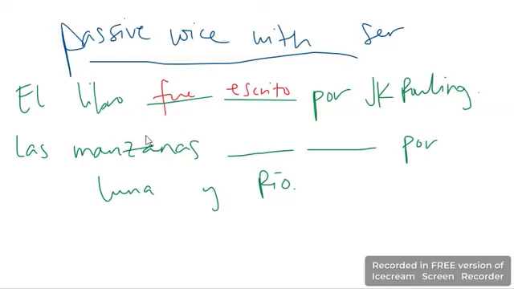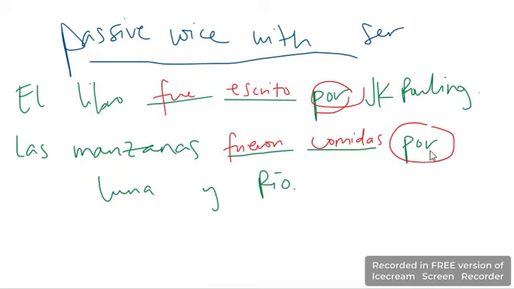And then, for example, if I wanted to say "the apples were eaten by Luna and Rio," las manzanas is plural, so fueron would be plural. And then the past participle of eaten has to be plural and feminine because manzanas is plural and feminine. So fueron comidas por Luna y Rio. So if you want to use passive voice with ser, it's almost always only because you have por and you're saying the person who did it. If you don't say the person who did it, then you're just going to use the se construction. But if you do say the person who did it with por, then you're going to use the ser construction.